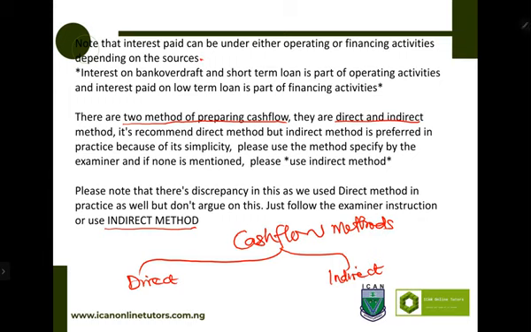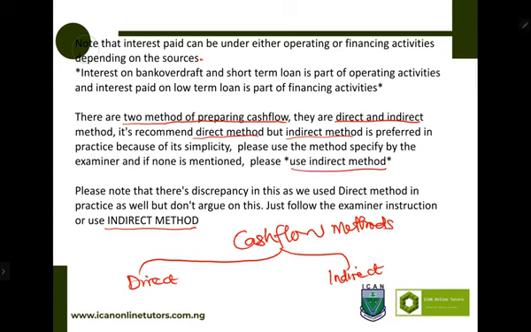It is recommended that direct and indirect method, that is what IAS 7 recommended. But it's recommended that the direct method is preferred to the indirect method. But in practice, we prefer the indirect method because of its simplicity. But the ability to use the two methods is what matters a lot. But when your examiner is silent, please use indirect.